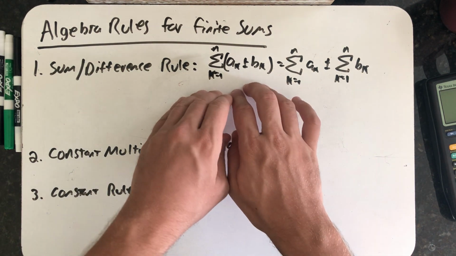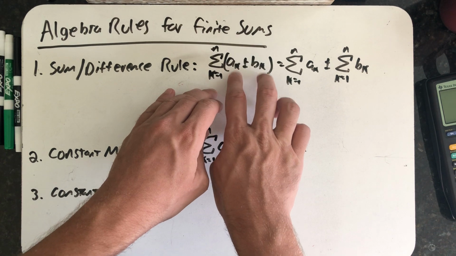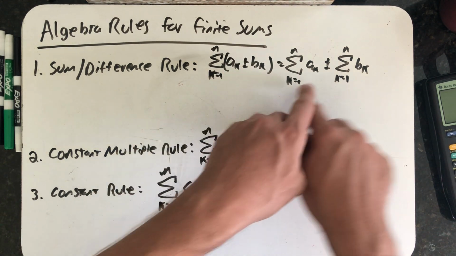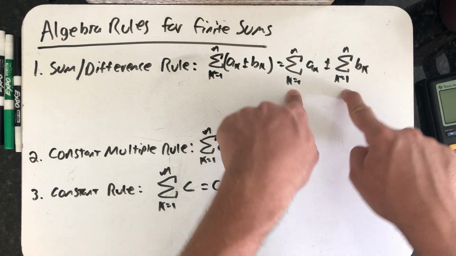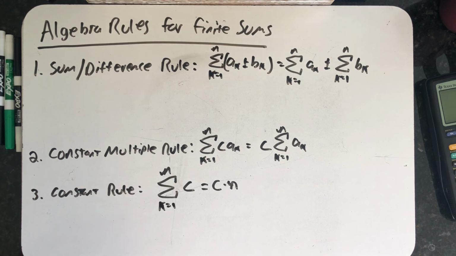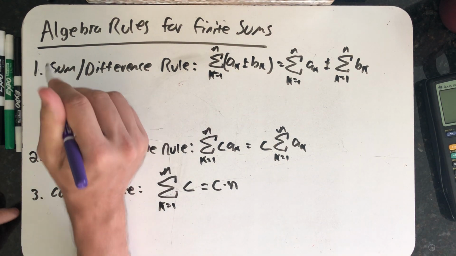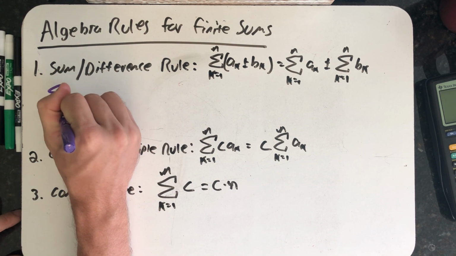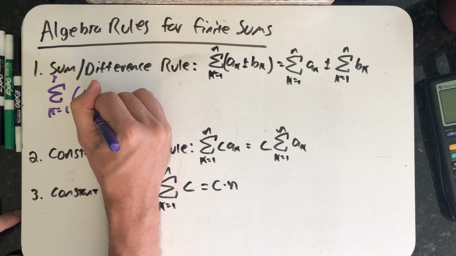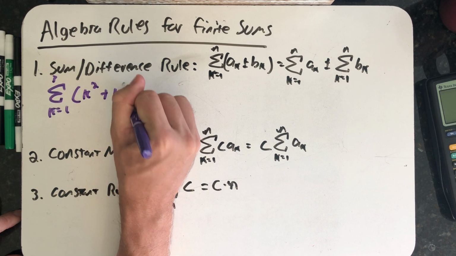So if I have a sum that has a formula that has a plus or minus in it that I could think of as a first formula plus a second formula, I can add those 2 sums respectively. And I thought we'd just look at an example to try and confirm that that makes sense. So let's take the sum from k equals 1 to 3 of k squared plus k.